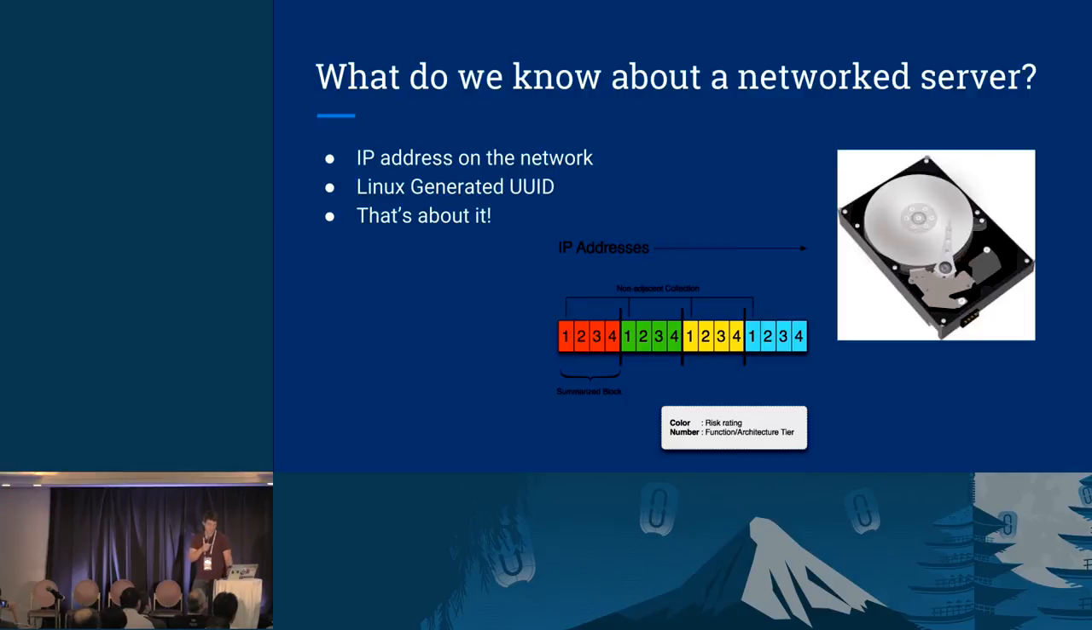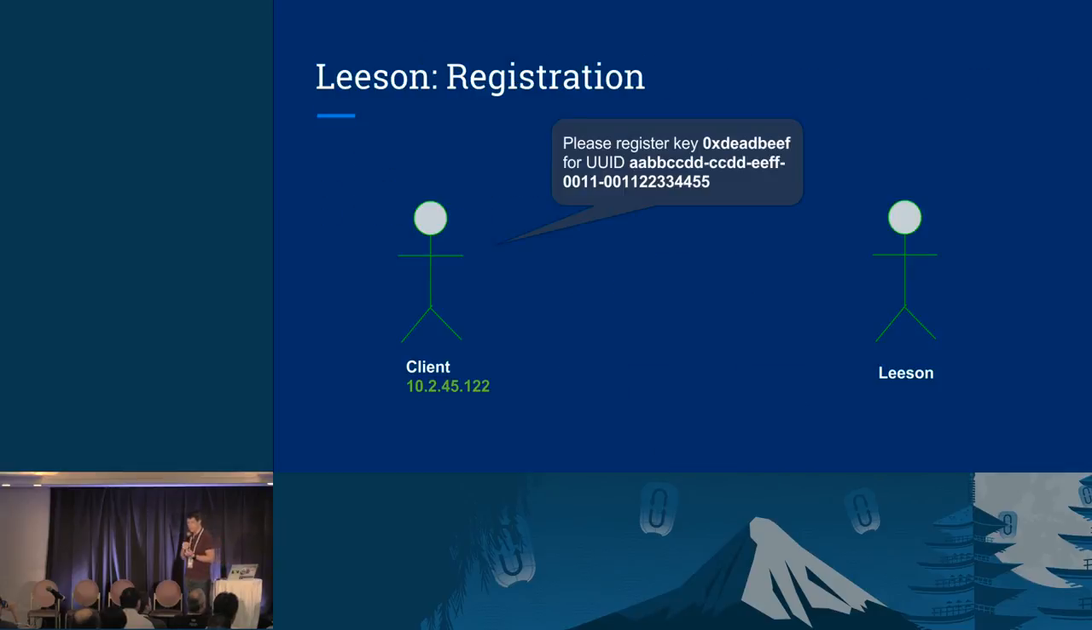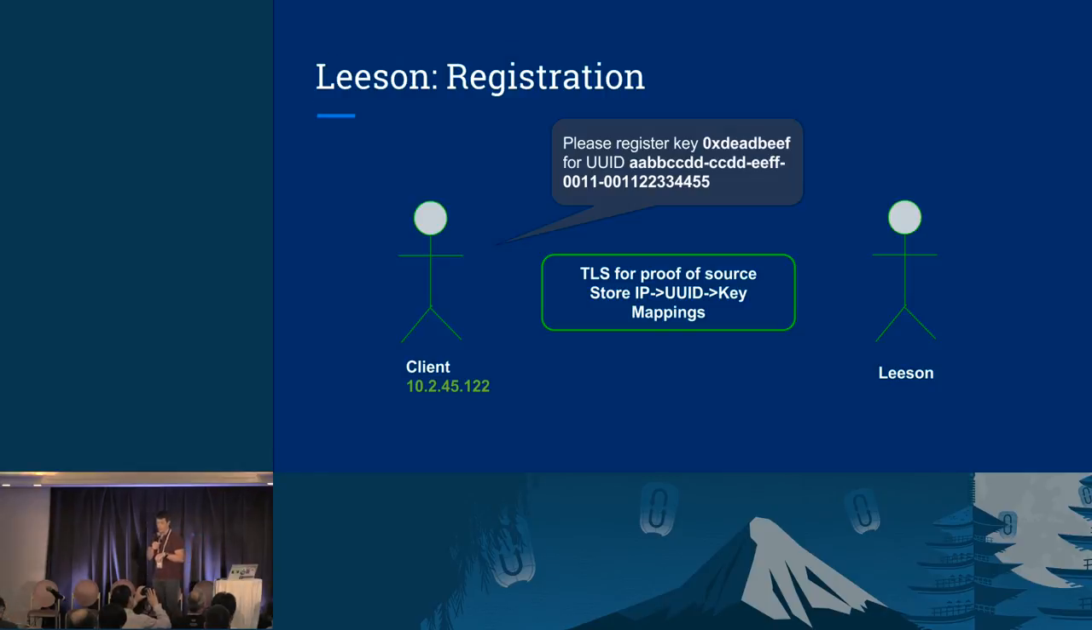So Leeson has two phases. It has a registration phase and a retrieval phase. So registration, as you can tell in this very, very technical sequence diagram, involves a client box coming up, assigning UUIDs, and this will be like the first time it's come up, the first time it's been PXE booted or whatever. And it'll go and register an incredibly secure key, in this case dead beef, against a UUID with a Leeson broker service. And Leeson has been connected to over TLS using a publicly signed cert. So it knows that this client, at least right now, that it's talking to is 10.2.45.122. And it stores this mapping of IP address to UUID to key. And, you know, everything's good and fine.